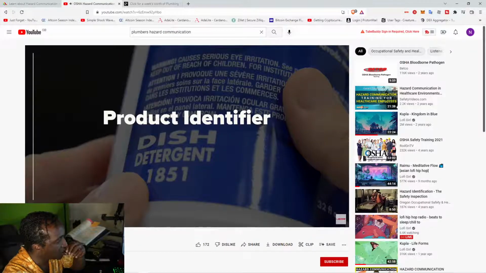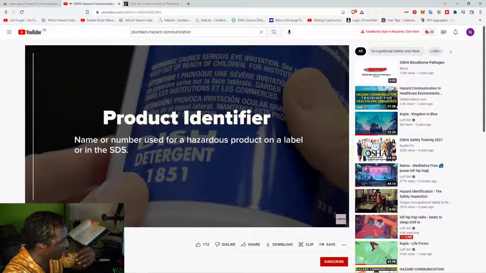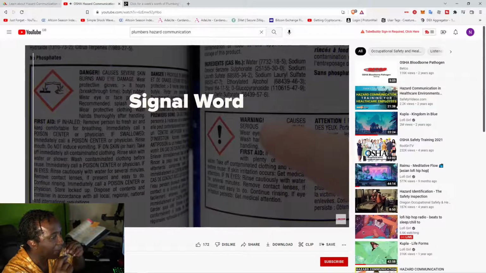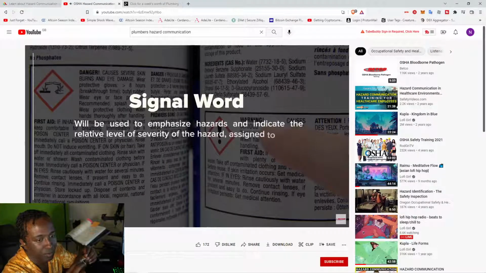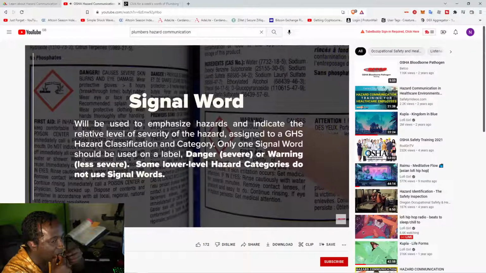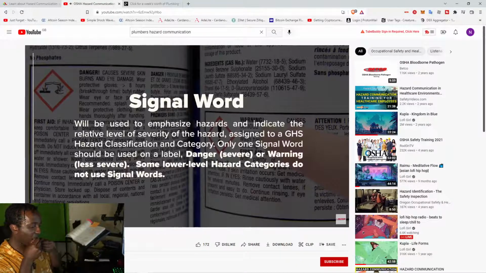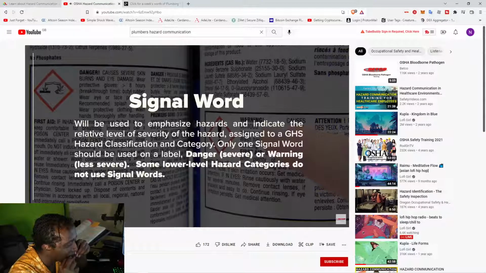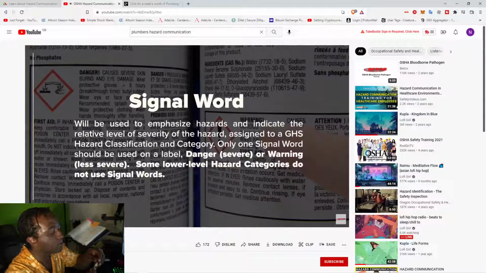Product identifier. Name or number used for a hazardous product on a label or in the SDS. Signal word will be used to emphasize hazards and indicate the relative level of severity of the hazard assigned to a GHS hazard classification and category. Only one signal word should be used on a label: danger, severe, or warning, less severe. Some lower-level hazard categories do not use signal words.